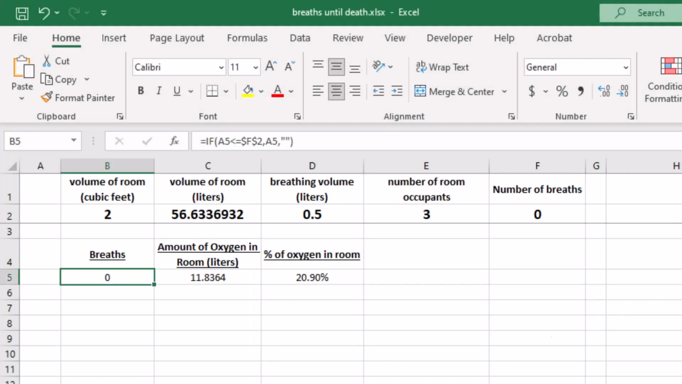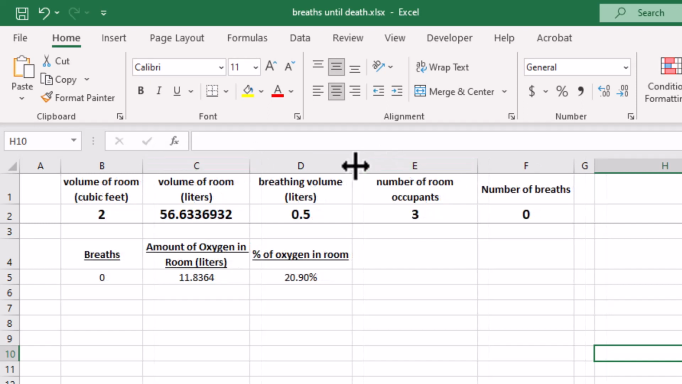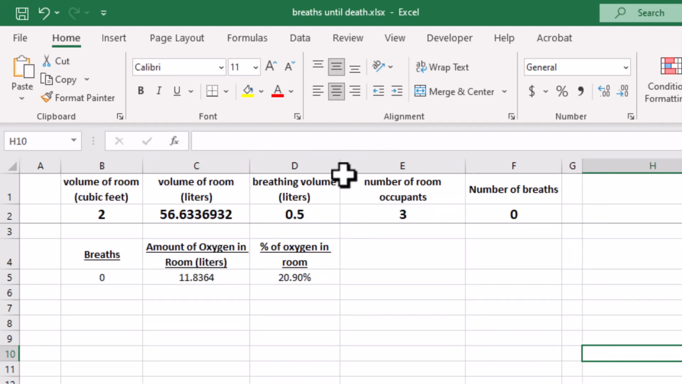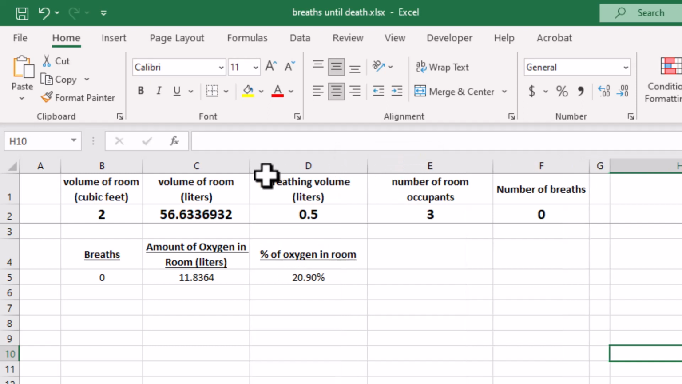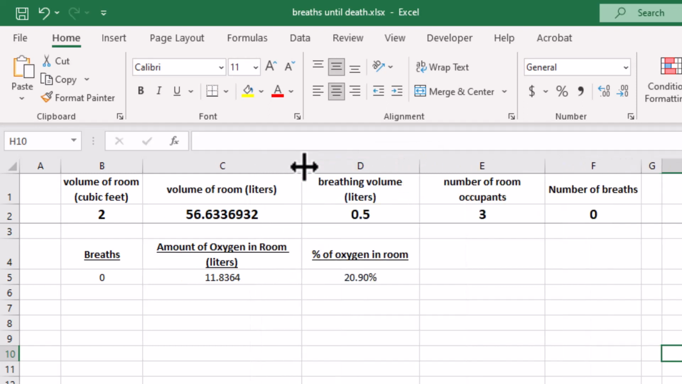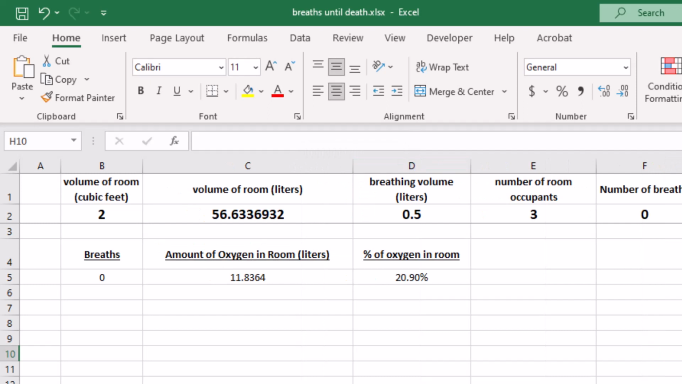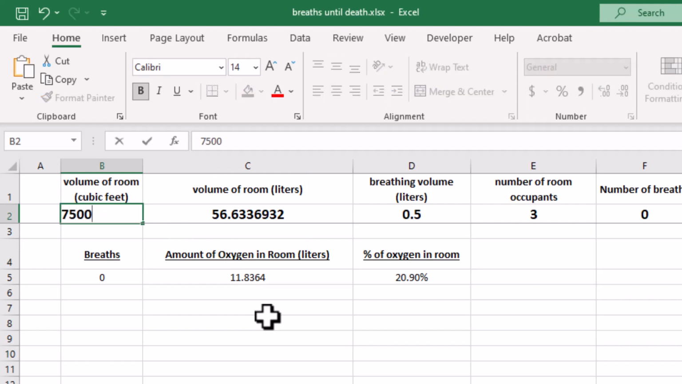Okay, my friends, so this is a little sheet I've put together in Excel. I haven't quite figured out how to get this in Sheets yet. Some of the commands just don't work. What it actually allows us to do is analyze the air in the classroom that we were just studying. So let's look. We figured out we had a 7,500 cubic foot room.